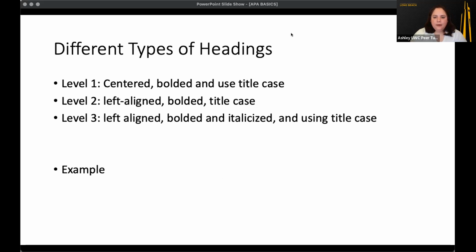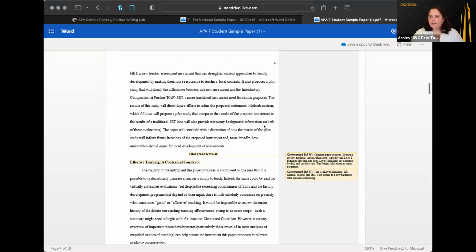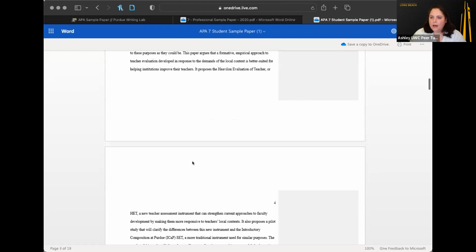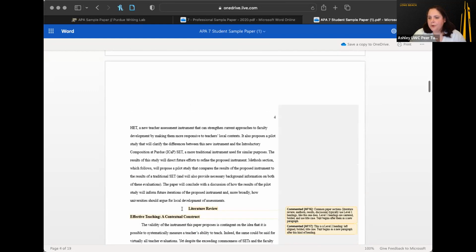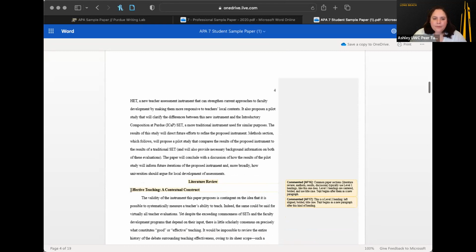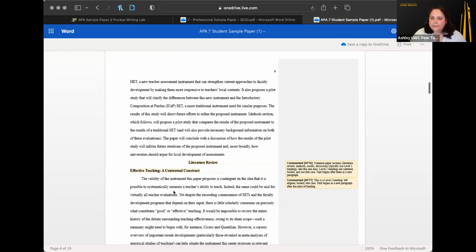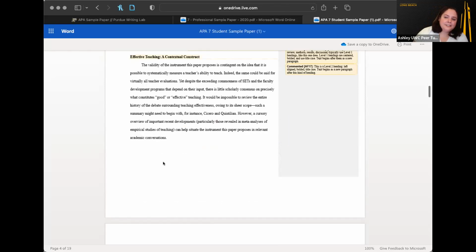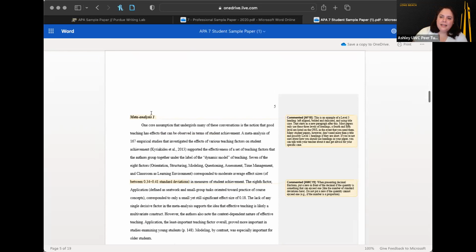All right, so it looks like this. This is a level 1 heading. This is in the center. So it's like a new section of the paper. This is the subsection, a level 2 heading. Again, it's title case, left aligned, and bolded. And then the third level is the subsection of the subsection. So it's going to be left aligned, bolded, and italicized.